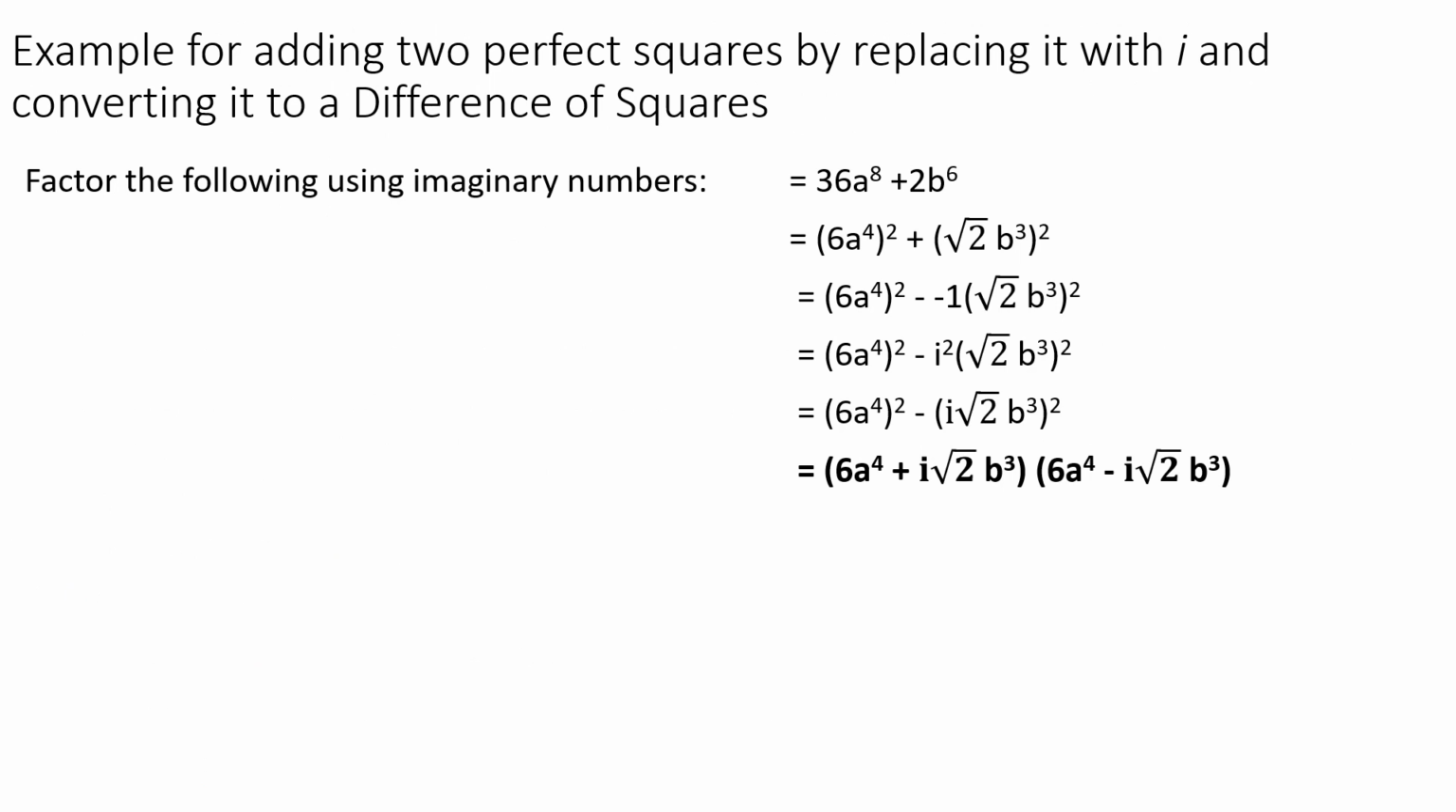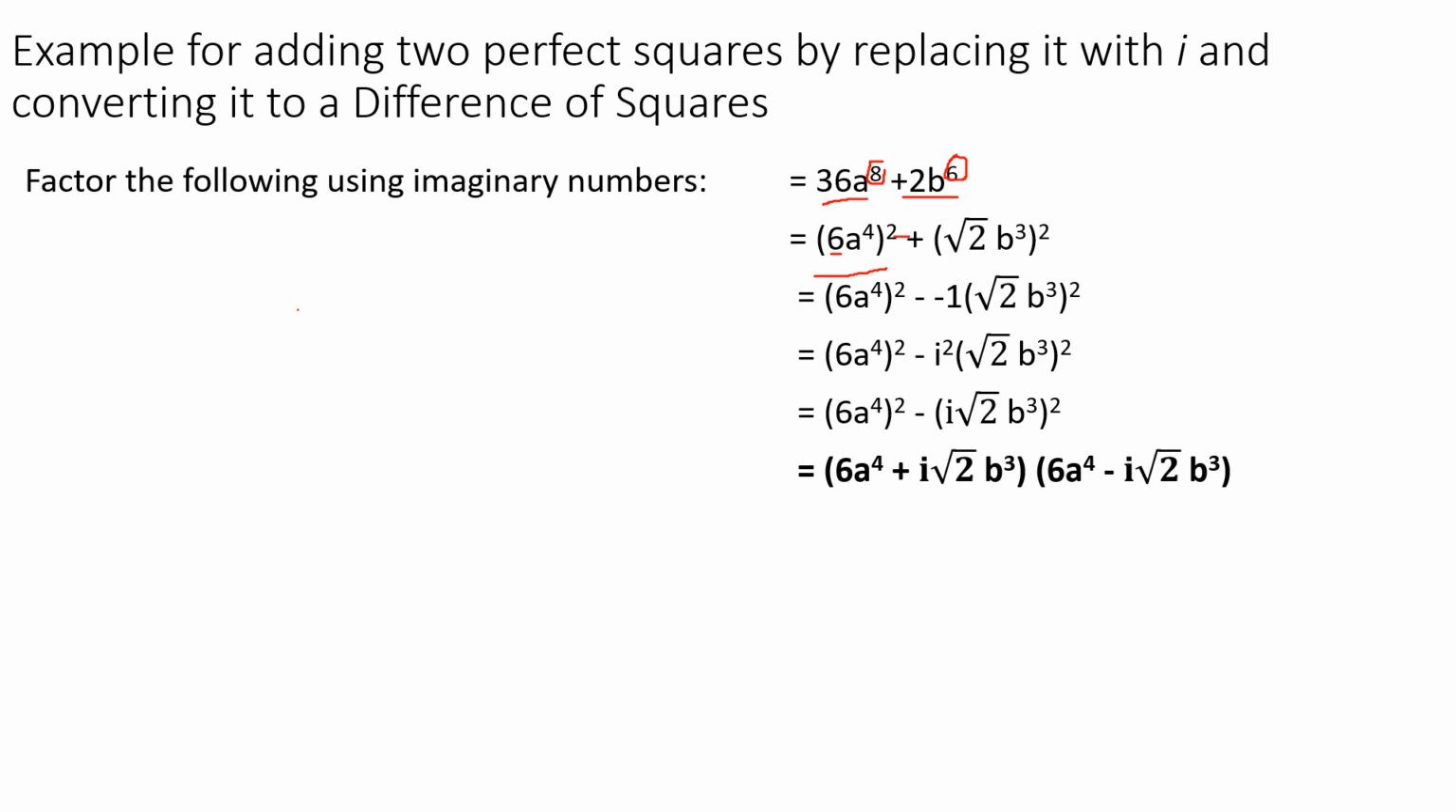Let's look at a real life example with this. 36a to the 8th right here and 2b to the 6th. Well, since I have even exponents, I know I can separate these out. 36a to the 8th is the same as 6a to the 4th squared, because 6 squared is 36. And remember, when we multiply exponents around the parentheses, a to the 4th to the 2nd is a to the 8th. 4 times 2 is 8.